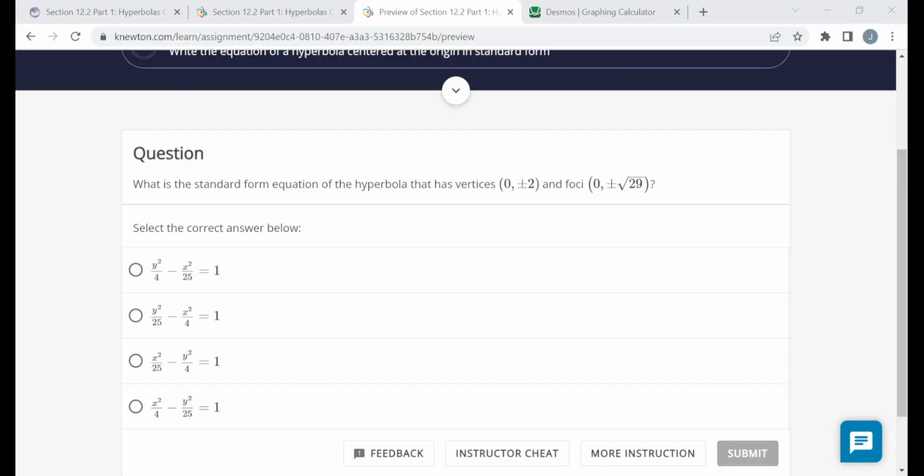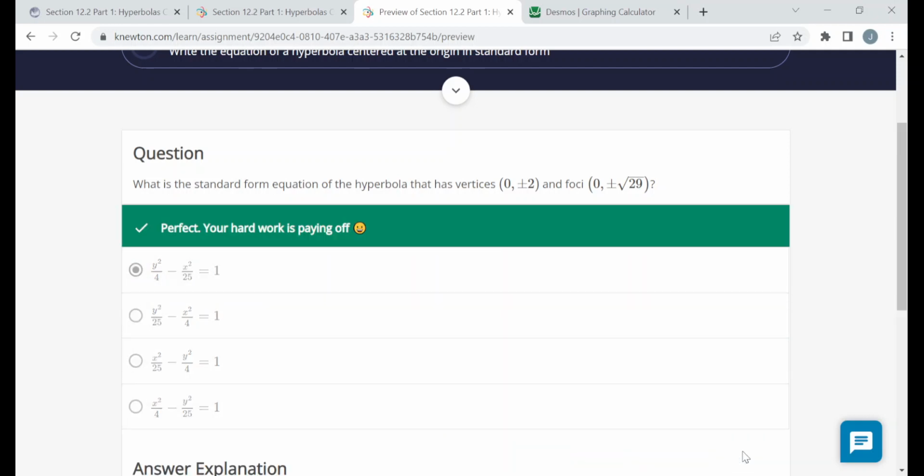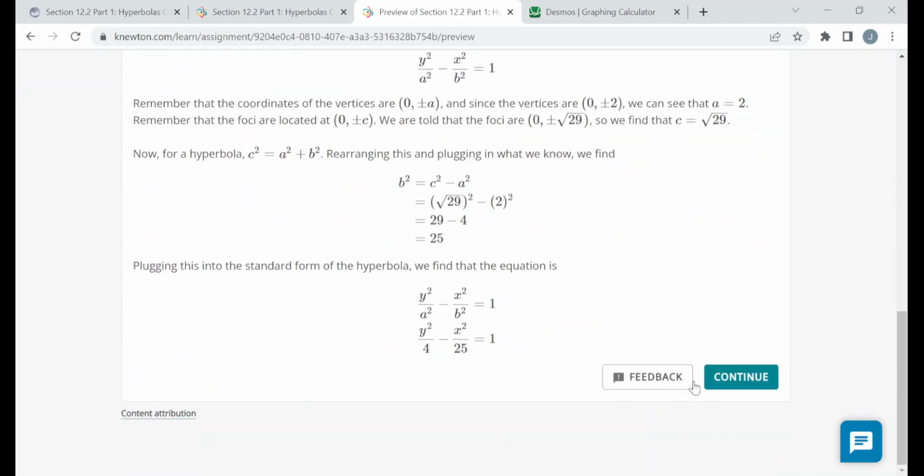Okay, and that's what I'll type in. Now, actually, I don't have to type anything. I just have to make sure I get the right one in the choices here, and that's this first one, y squared over 4 minus x squared over 25 equals 1. Excellent. All right.